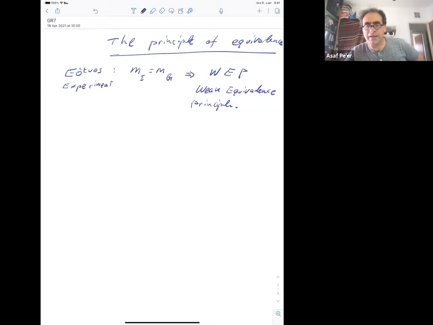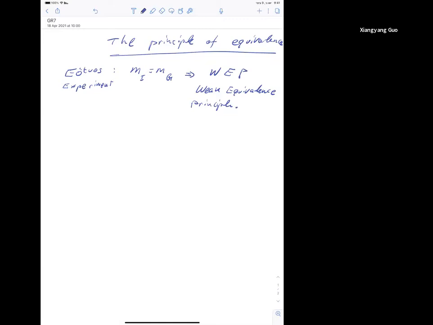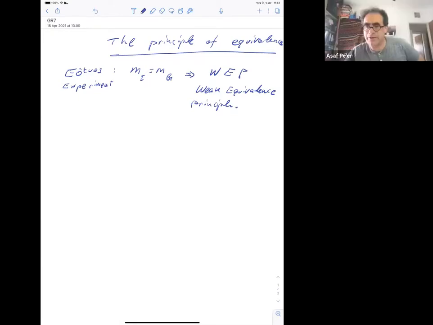So the way I think of it is this falling elevator thought experiment, right? Which essentially states that once you're in a free falling system, such as a closed elevator, there is no way for you to measure gravity. So everything behaves as if there is no gravity at all, right? So the strong equivalence principle.